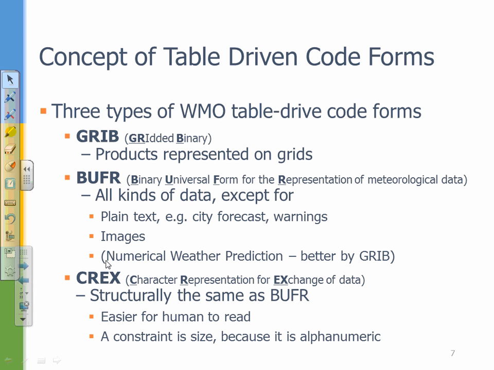I have the numerical weather prediction here, but actually BUFR can technically represent a numerical weather prediction model. But GRIB is optimized to represent those gridded data, so it's generally better to use GRIB. CREX is a character form of BUFR, you can understand it like that. This is a character representation for exchange of data. As I said before, it is structurally the same as BUFR, but it's alphanumeric, so easier for humans to read. But sometimes size is a constraint because it is alphanumeric, of course. But sometimes CREX is used.